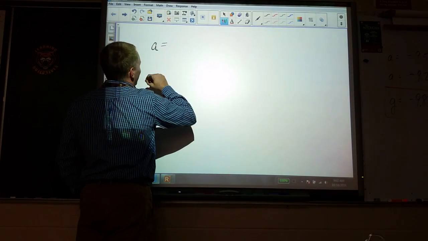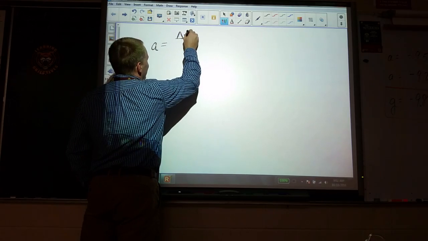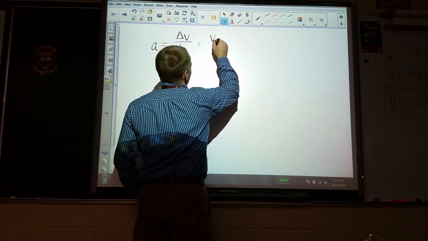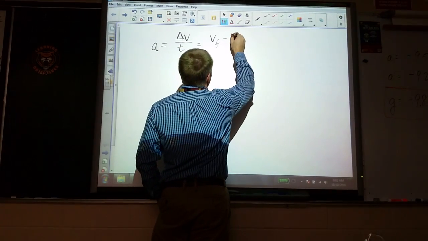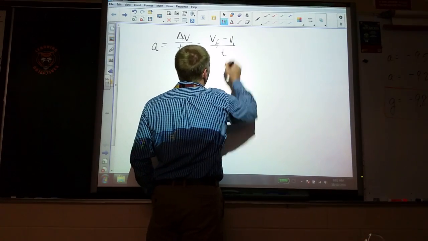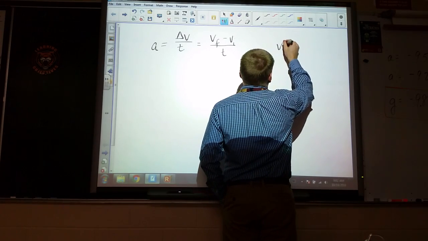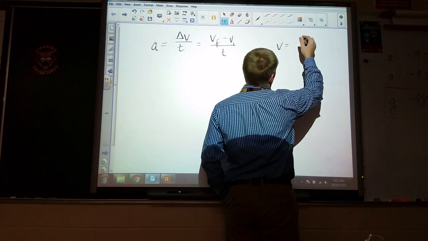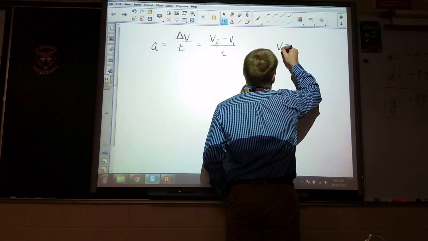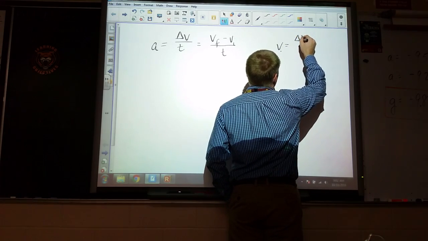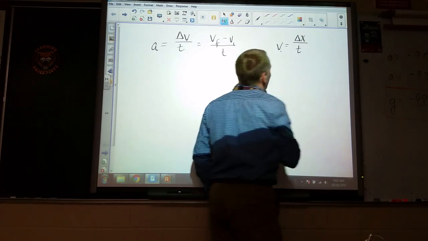So we've got acceleration is the change in velocity over time, which we will often expand as v final minus v initial over t. We've seen that one before. And then we will do velocity, which is an average velocity. Same as we've been using, and that's a change in position over time, like so.